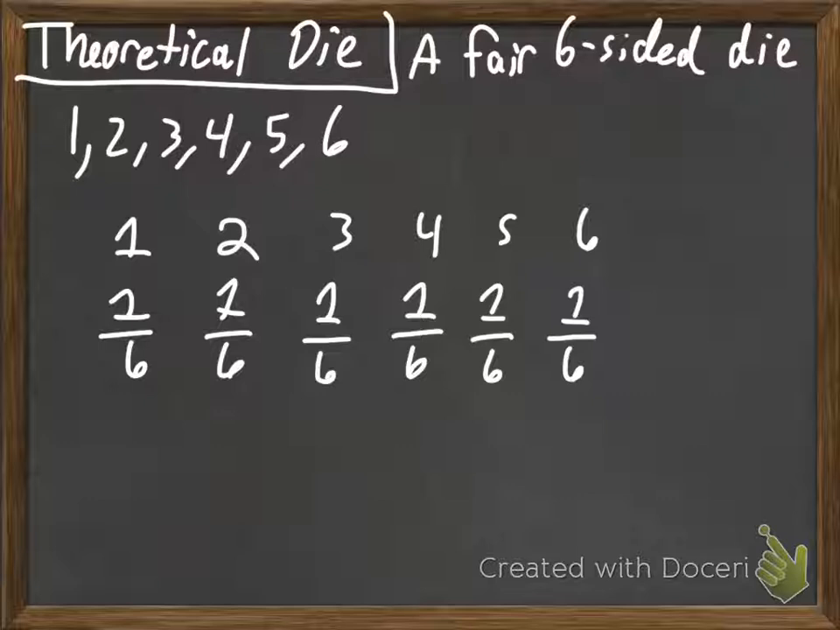So theoretically, we have a chance of getting any of those numbers 1 out of 6 times. If we were to roll the die 6 times, this is what should happen. But that's not what actually happens in real life, as we know.